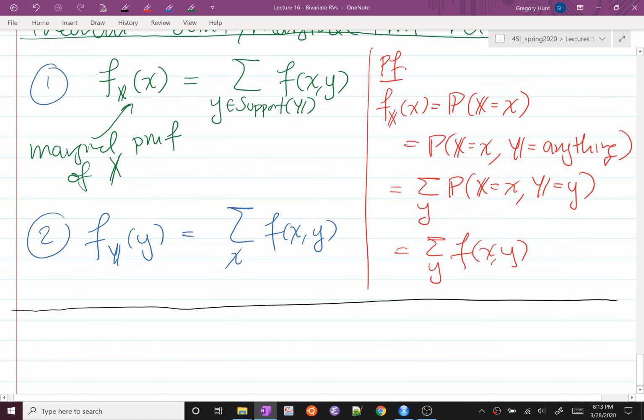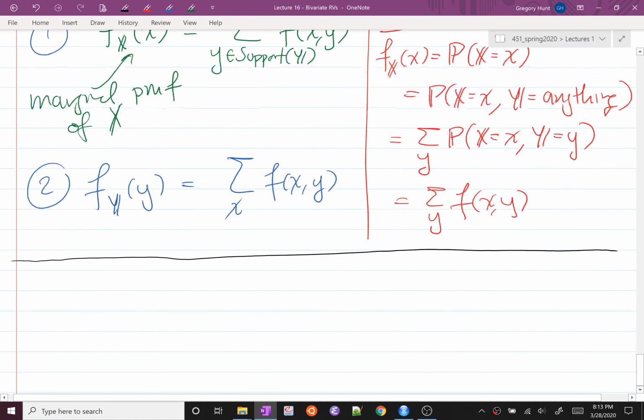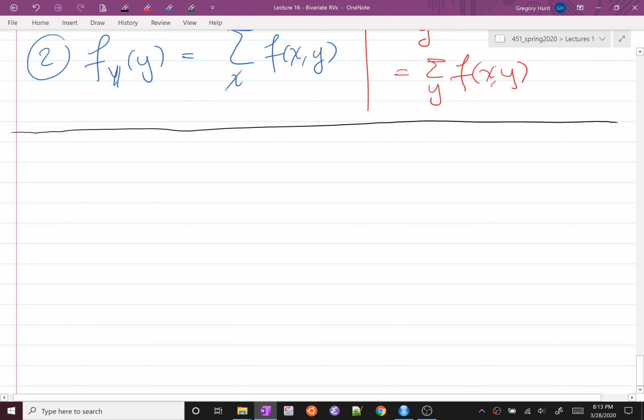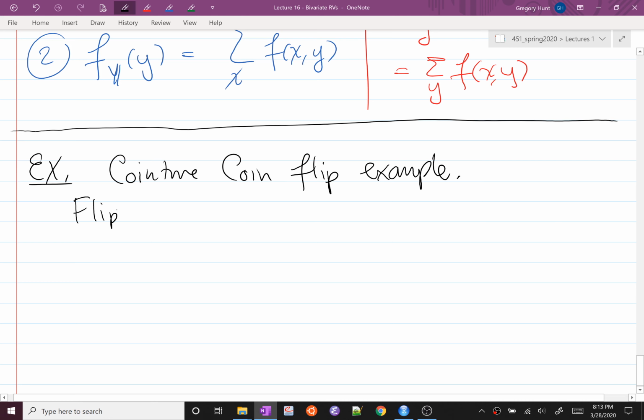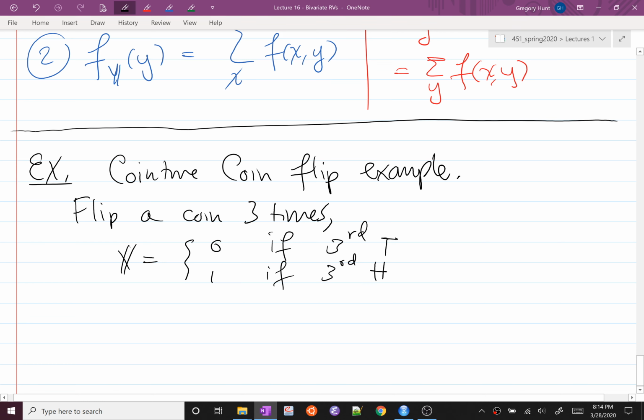And so let's look at an example, which is going to be much more illustrative here. We're going to continue our coin flip example. So we flip a coin 3 times, and x is equal to 0 if the third flip is a tails, 1 if the third flip is a heads, and y is just the total number of heads.